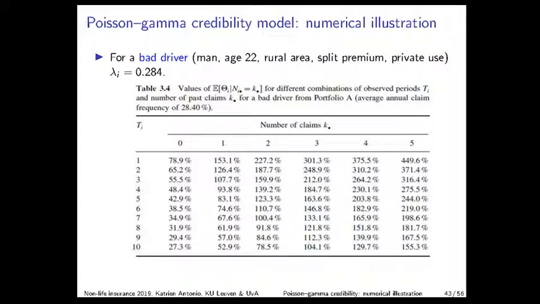As a final illustration, we consider the bad driver profile. A man, aged 22, living in a rural area, splitting the premium into multiple installments and using the car for private purposes. His prior claim frequency is 28%. Considering the average driver, we see from the table 3.3 that she will be awarded more discount than the good driver if she does not file any claim.